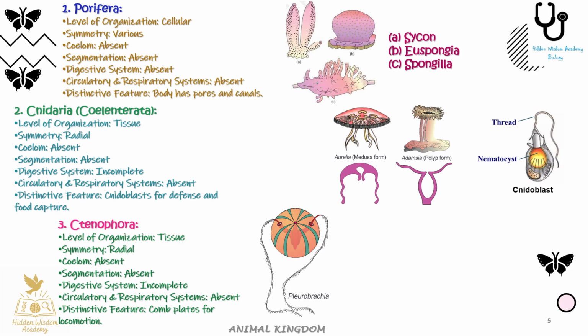Coelenterata, or cnidaria, have tissue-level organization and radial symmetry. They do not have a coelom or segmentation, and their digestive system is incomplete. Other systems are absent. A unique feature of this phylum is the presence of cnidoblasts, which are used for defense and capturing prey. Ctenophora, also called comb jellies, are similar to cnidarians in having tissue-level organization and radial symmetry. They have an incomplete digestive system and lack both coelom and segmentation. Their key feature is the presence of comb plates used for locomotion.